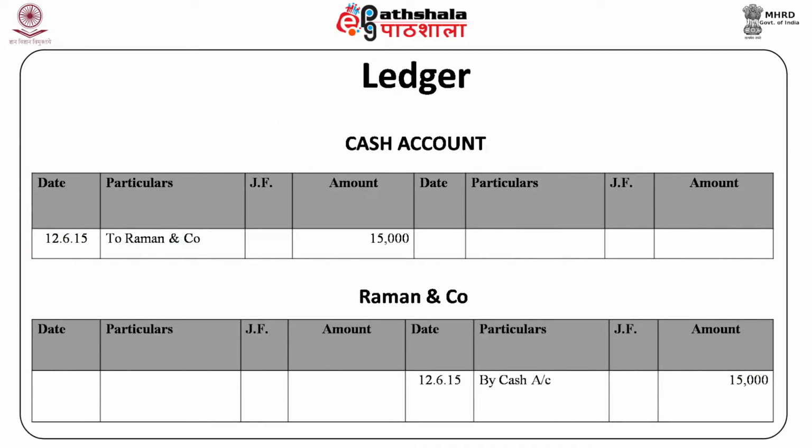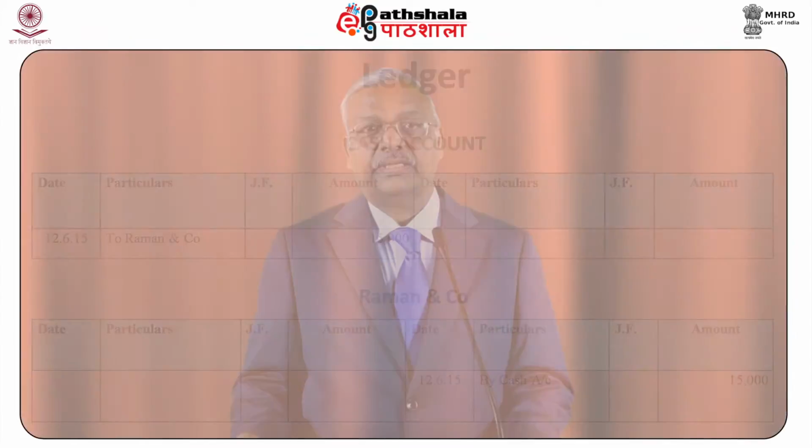Answer. Cash account. Date, we write 12/6/15. Particulars, to Raman and Company. JF we have left blank and amount is 15,000. This is the cash account. Raman and Company on the right hand side, date is 12/6/15. Particulars, by cash account. JF is left blank, amount 15,000.